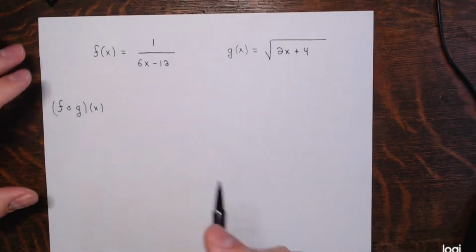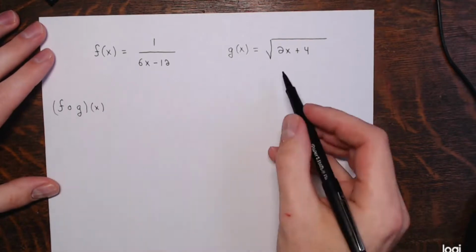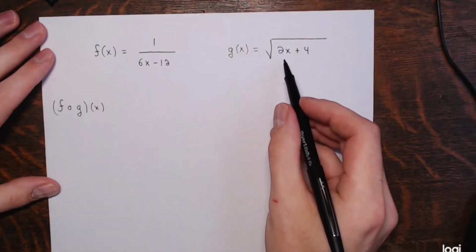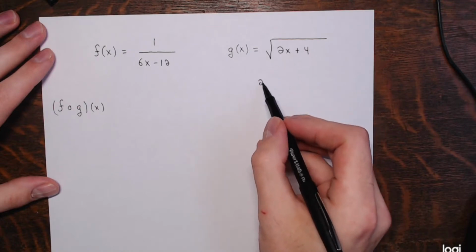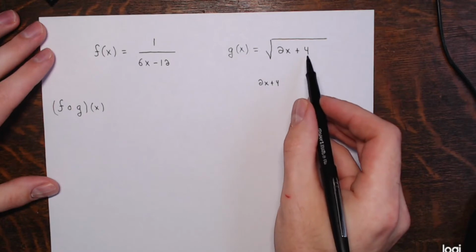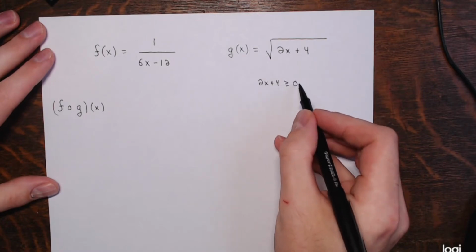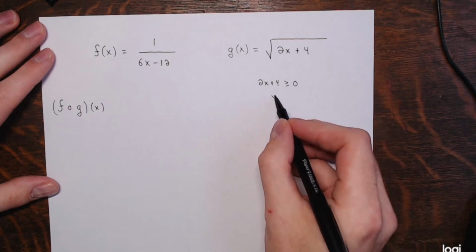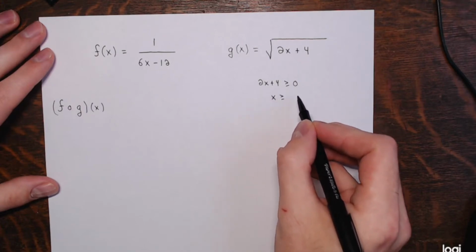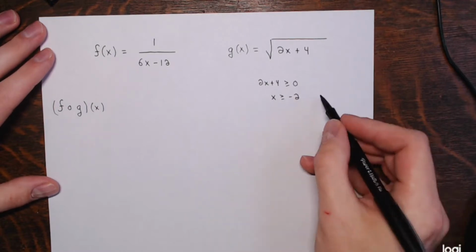So you see, the first function we plug into is g. Now remember, for square roots, the radicand, the expression underneath the square root, can't be negative. It has to be greater than or equal to 0. And if that's the case, that means that x has to be greater than or equal to negative 2. So there's the domain of g.